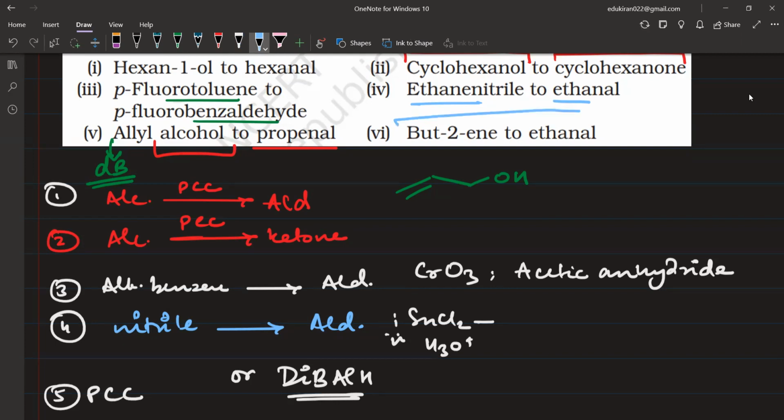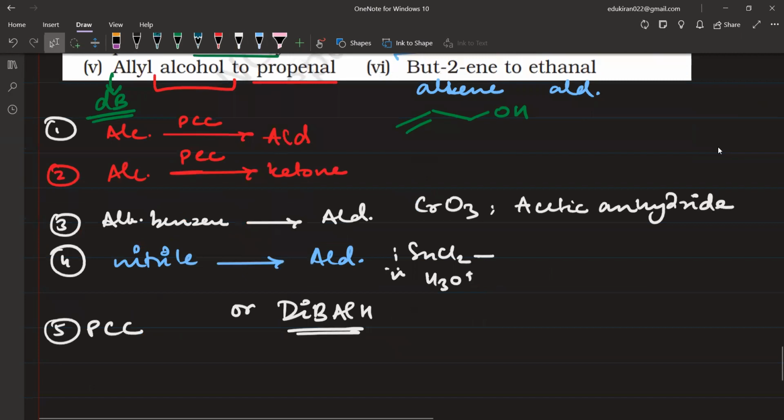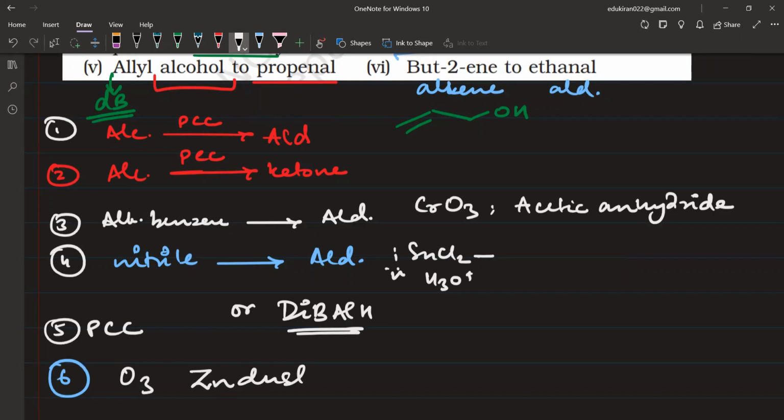What about this one? This is alkene to aldehyde. What are we going to use? This is one of the important reactions, and we have seen this reaction in your 11th standard also. Which reaction forms ozonide? Ozonolysis. Correct. So we are going to use O3, and the next step is going to be zinc dust and H2O, hydrolysis, right?